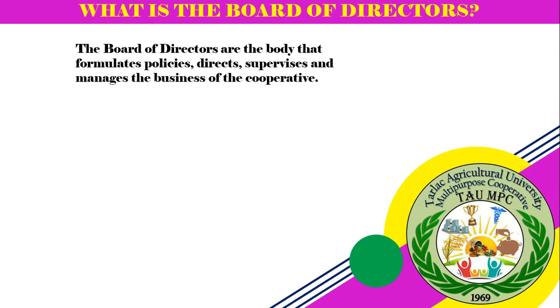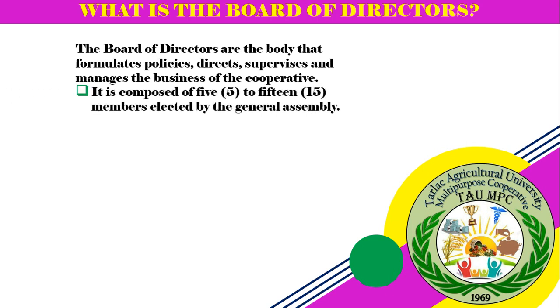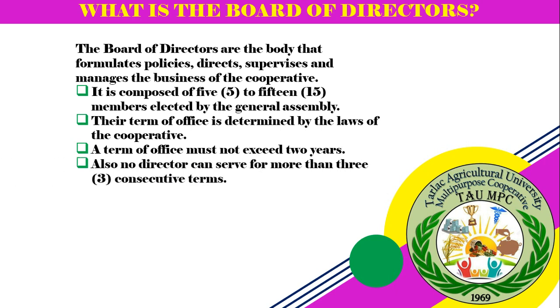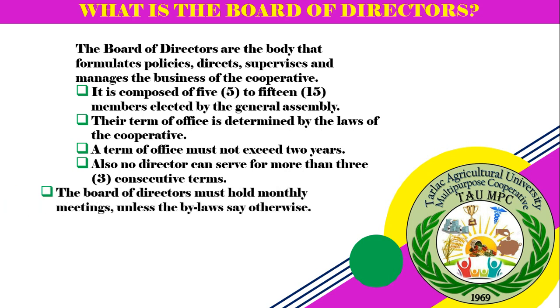What is the Board of Directors? The Board of Directors is the body that formulates policies, directs, supervises, and manages the business of the cooperative. It is composed of 5 to 15 members elected by the General Assembly. Their term of office is determined by the bylaws of the cooperative. A term of office must not exceed 2 years. Also, no director can serve for more than 3 consecutive terms.